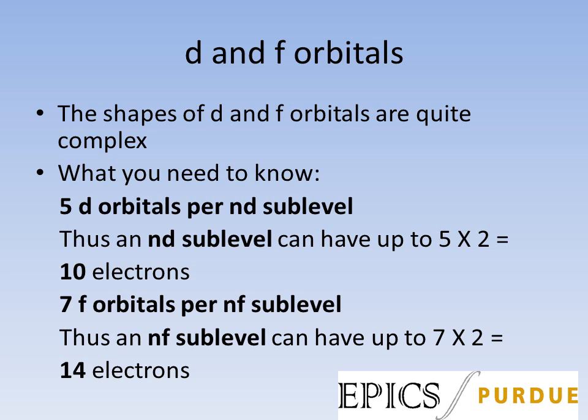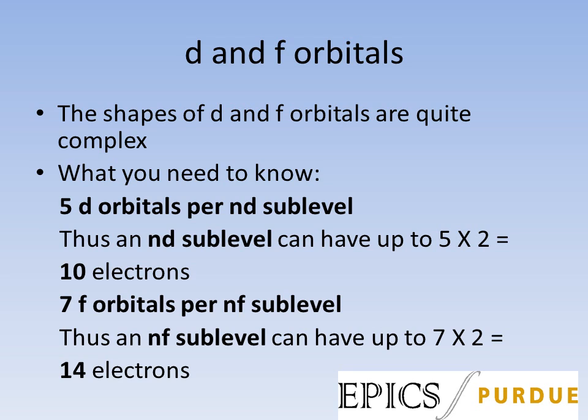The shapes of d and f orbitals are complex, but you don't need to know them to understand the concept. What you do need to know is there are 5 d orbitals per nd sublevel, thus 10 electrons per nd sublevel. And there are 7 f orbitals per nf sublevel, thus 14 electrons per nf sublevel.